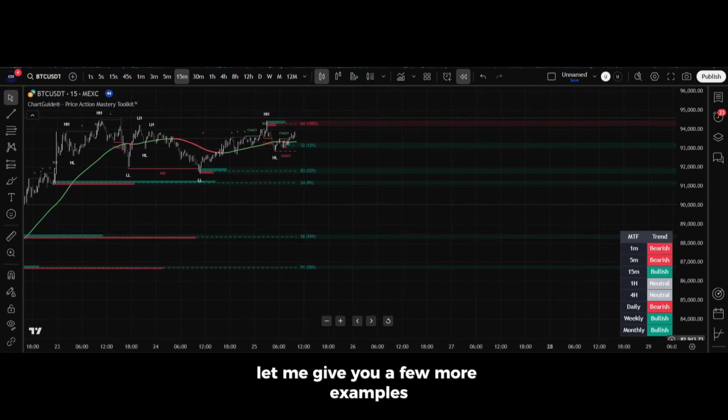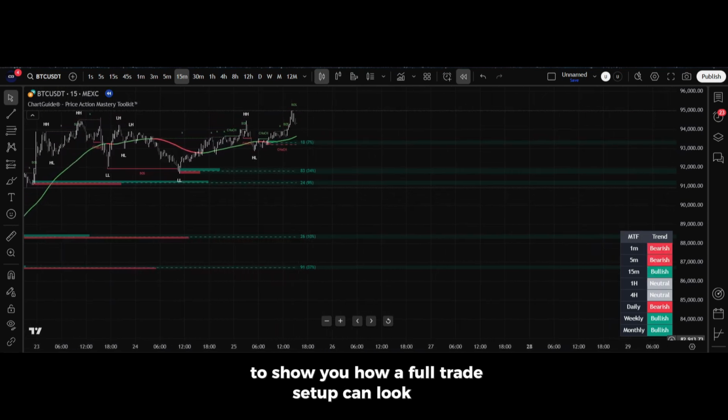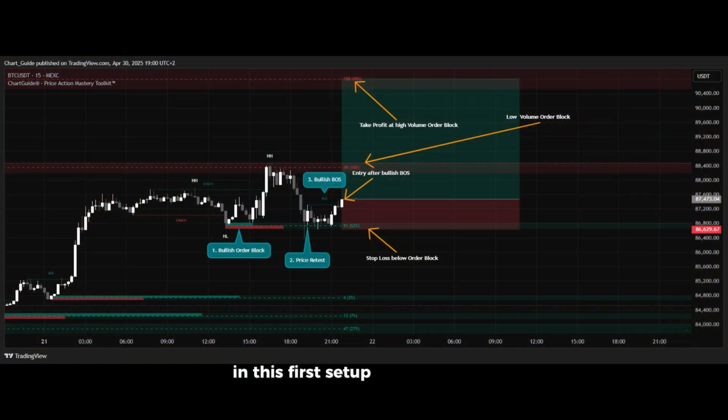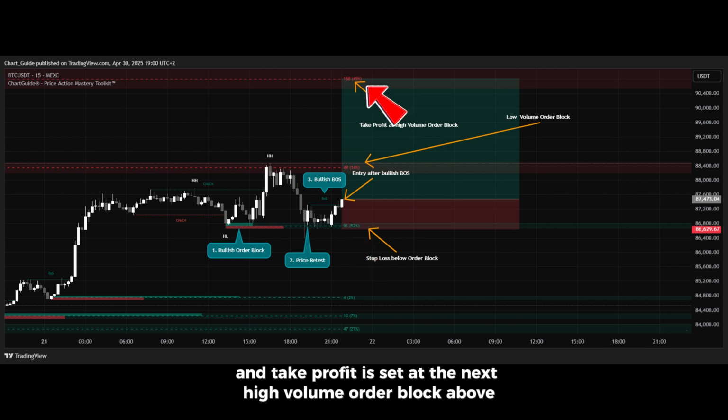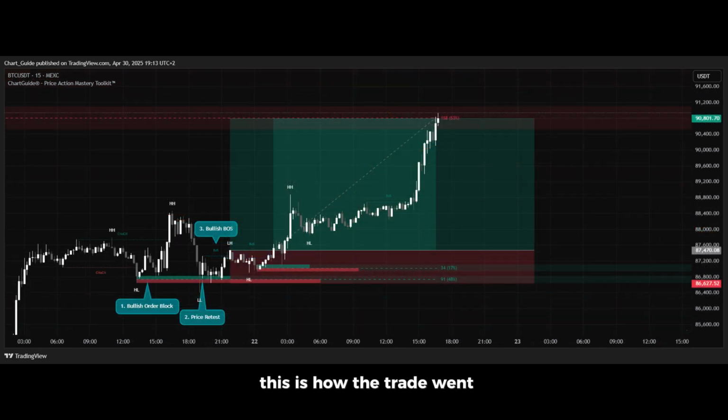Let me give you a few more examples to show you how a full trade setup can look using these tools. In this first setup, we see a bullish order block form. Price comes back to retest the block and holds. After that, we get a break of structure, BOS, confirming the uptrend. Entry is taken right after the BOS. The stop loss is placed below the order block, and take profit is set at the next high volume order block above. This is how the trade went, and it's a possible outcome.